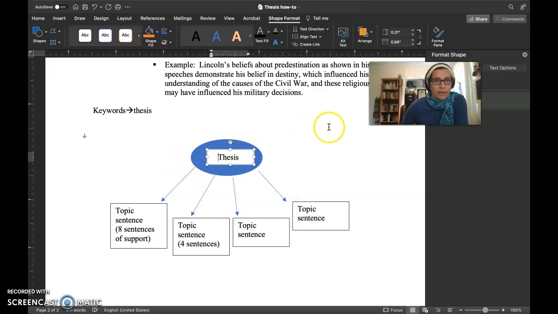Okay? So just to recap this idea, to create a thesis, you want to look at the prompt, gather all the keywords in the prompt, collect the important words, and then just put it into a sentence. And that'll create a good thesis. Each of these topic sentences, they're all supporting this one thesis. And within that topic sentence, so this is one paragraph, you might have 8, 4, who knows how many sentences of support to help prove that topic sentence. All right, I hope that fully explained or helped you to understand how to create a thesis and a topic sentence.